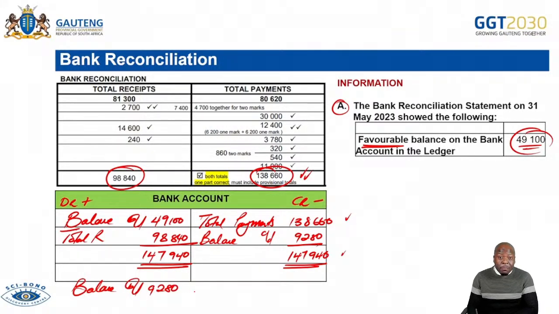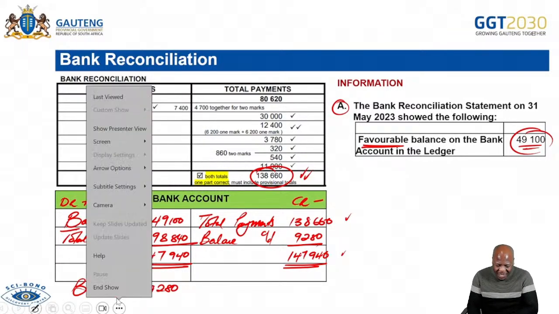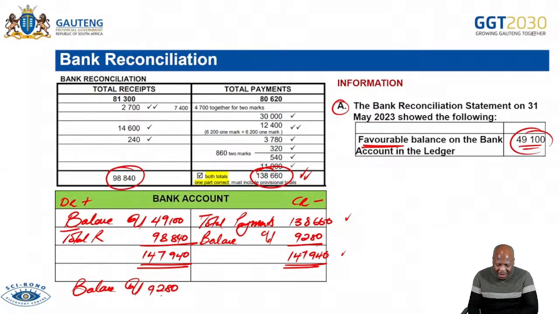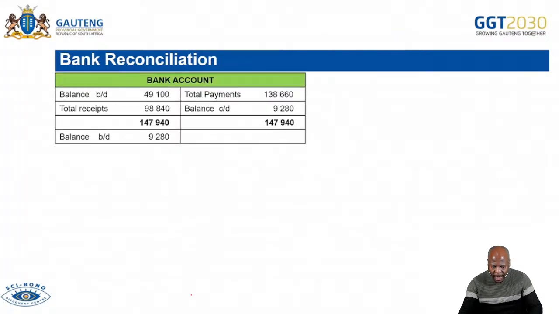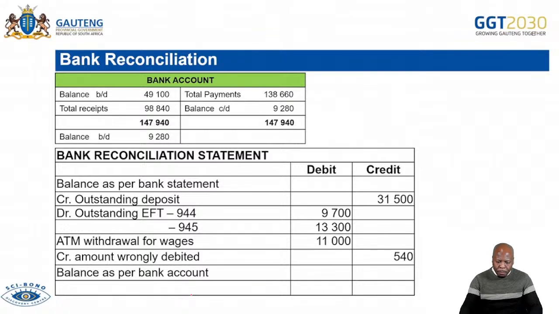9,280. Favorable or unfavorable? Thank you. Someone is saying, Mr. Simbi, this is a favorable balance. That is a favorable bank balance. Okay. After we're done here now, it means I can come here with a 9,280. We can complete our bank reconciliation statement.